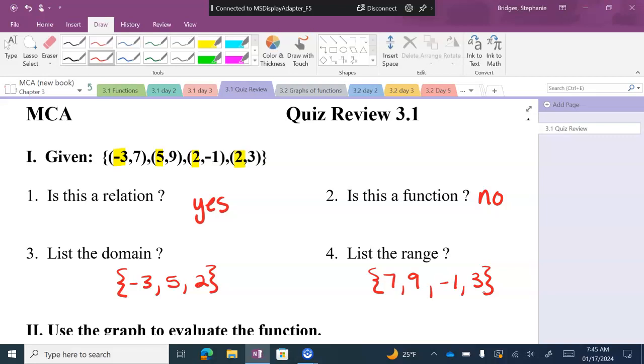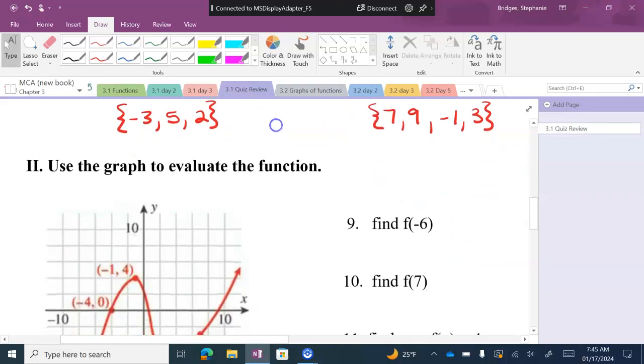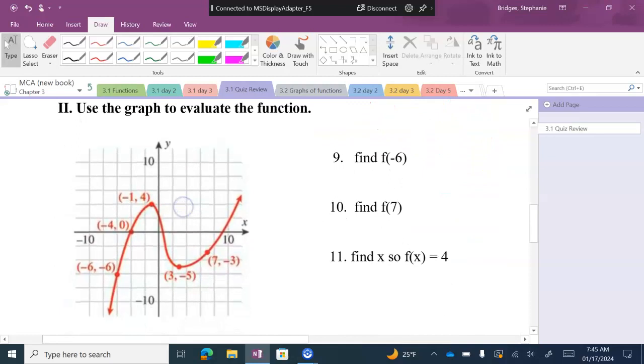Everybody ready? Okay. Then you will have a section that has a graph, and you are asked to find the value of your function at certain x values, and also asked to find x when your y value is a certain number. So if you will take a look at that graph, you don't have to copy it down. 9 is asking you for the value of the function when x is -6. 10 is asking for the value of the function when x is 7. And 11 is asking for x when your function or your y value equals 4.